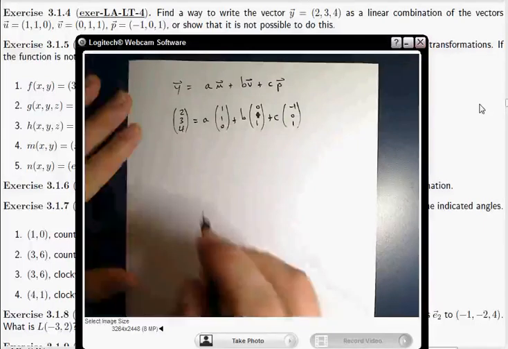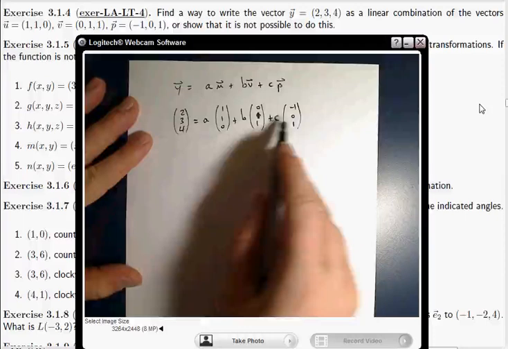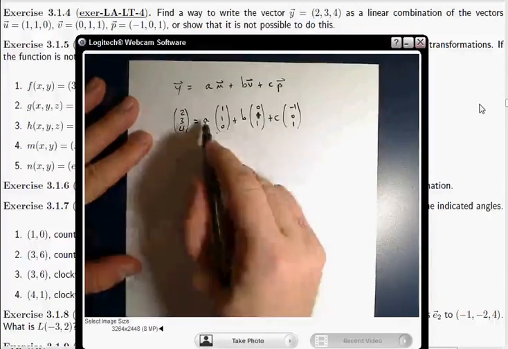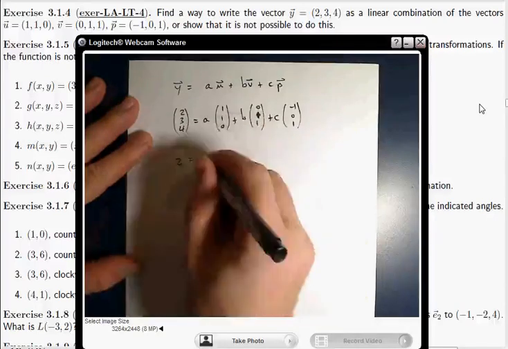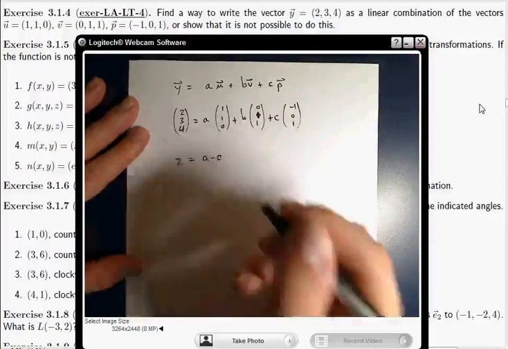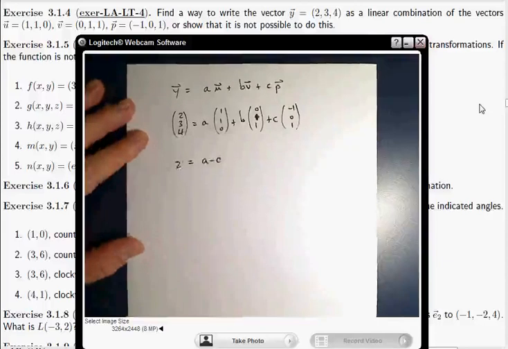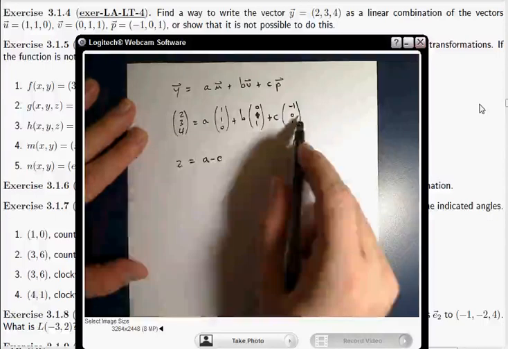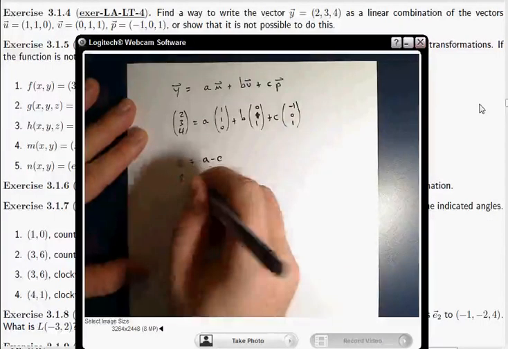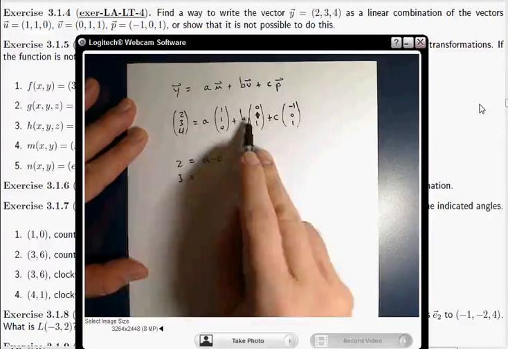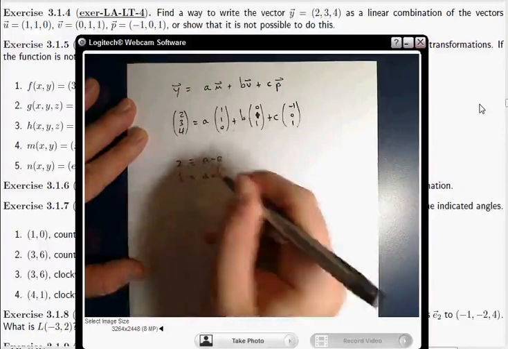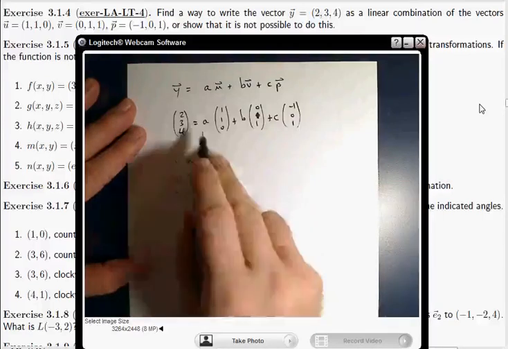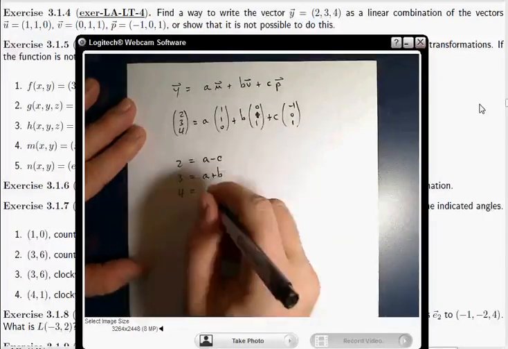If this were going to be true, then each individual component would have to add up the same, right? So I would need 2 to equal A minus C, right? And I would also need, looking at the center component, 3 to equal A plus B. And I would need 4 to equal B plus C.